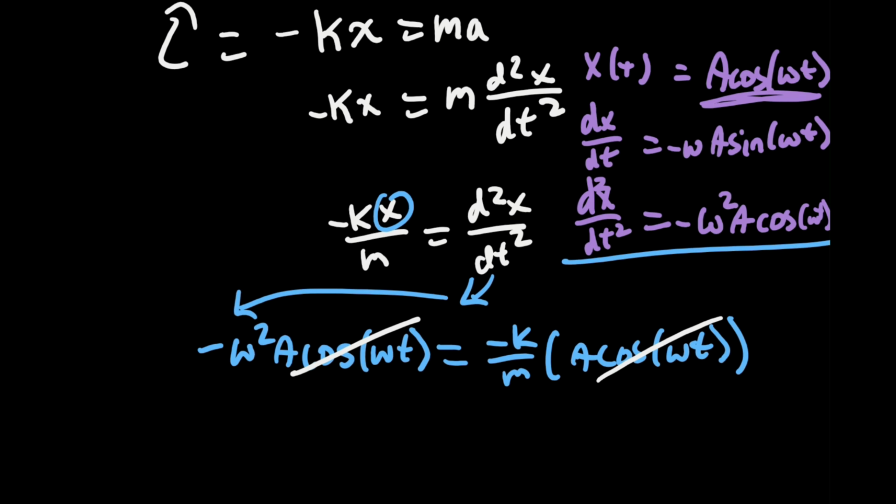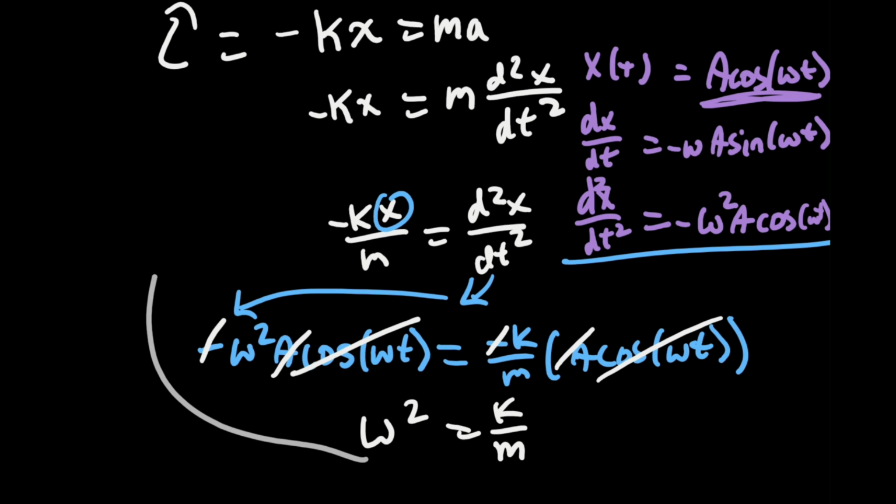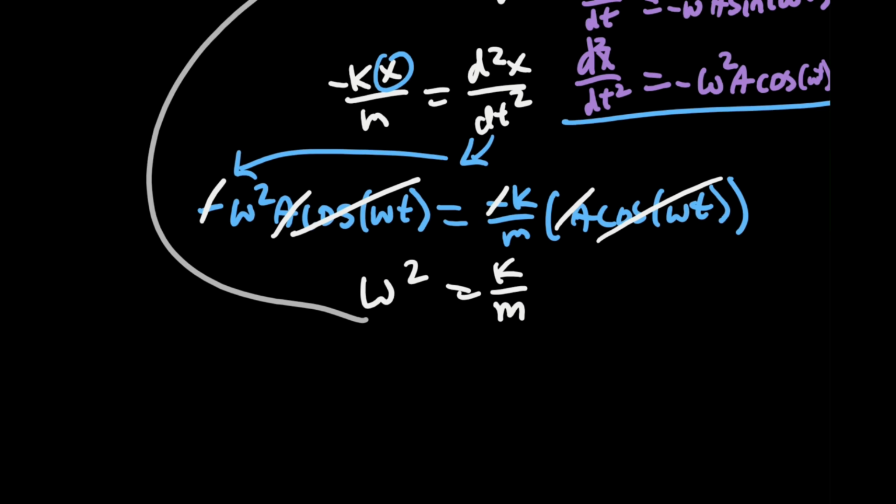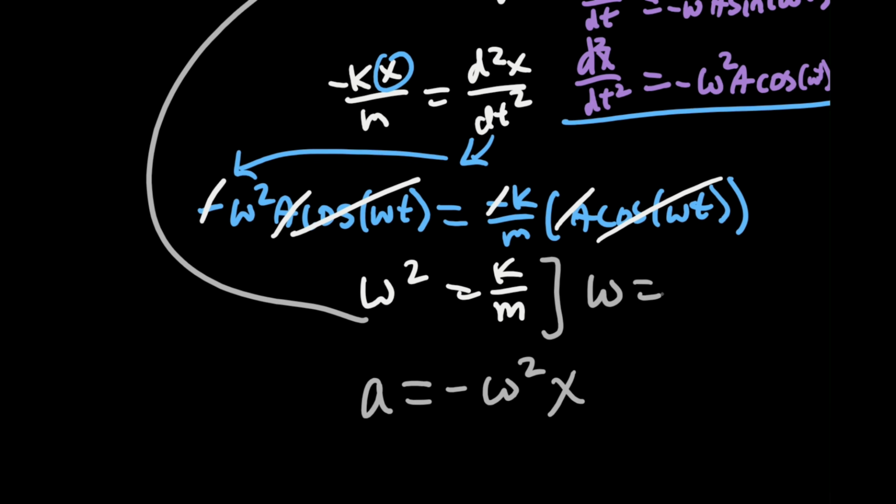The next thing that cancels out is our negative signs and our A's, and so what we're left with is that omega squared is equal to k over m for our spring. Now, let's go back up to the equation we made over here. If we know this, then we can simply plug this back in, and what we're going to get is that a is equal to negative omega squared x, right? Another thing that we can derive from this is that omega is equal to the square root of k over m, and this is our angular frequency.